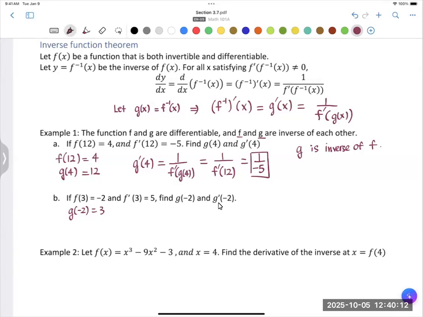And now what can we find for g prime? g prime of negative 2 is 1 over f prime of g of negative 2. And we know g of negative 2 is 3, so it means 1 over f prime of 3. And the problem also provides you f prime of 3 is 5, so it means 1 over 5. That is the derivative of the inverse function. Okay.